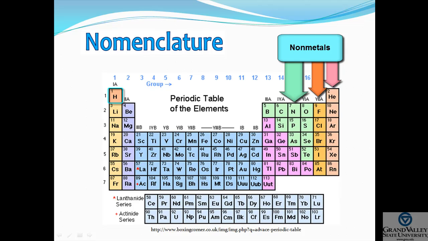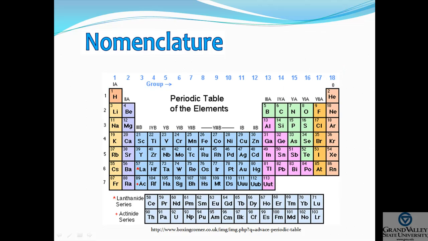The metalloids, or semimetals, are located at the boundary between the nonmetals and the metals. Boron, silicon, and arsenic are examples of metalloids.